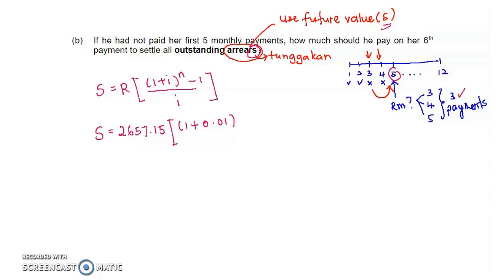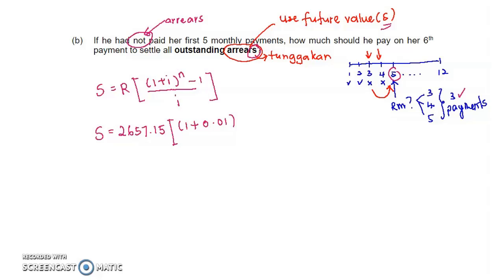Okay, in this case, look at the question. Another thing is the keyword here, arrears. For example, if we had not paid the first 5 monthly payments, not paid means arrears. Another keyword for arrears is, if he fails to make payment, that means arrears.